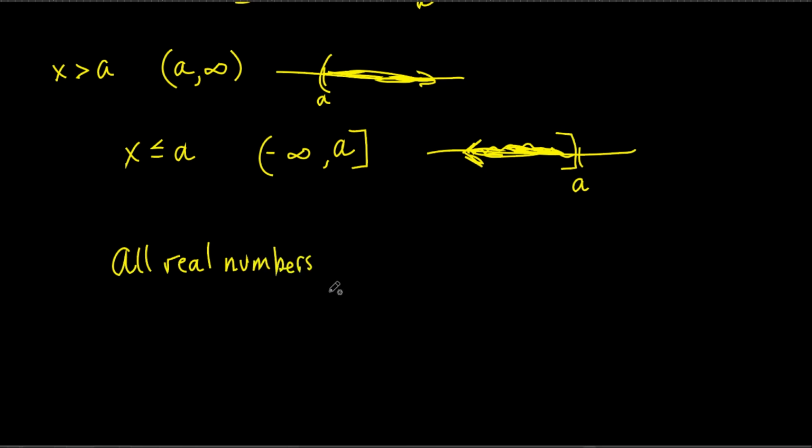That includes fractions, decimals, okay? All the real numbers. Even includes stuff like pi or the square root of 2, okay? They're real numbers as well. They're irrational numbers, but they're still real numbers.